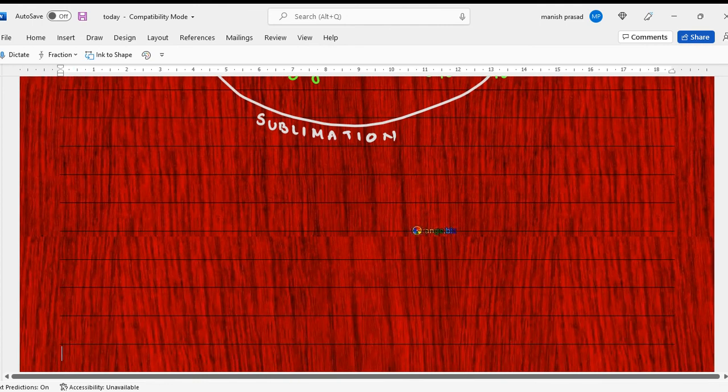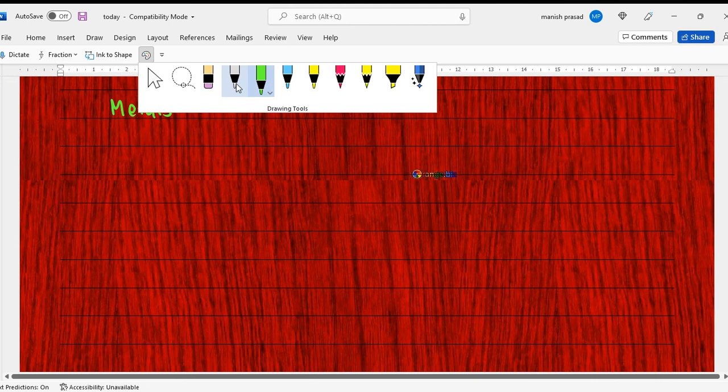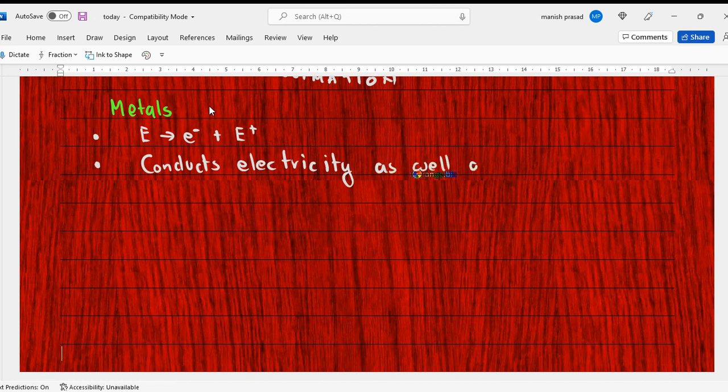Now let's look at the other type of matter that we had stated, the metals. One property I gave you about the metals is that they are elements that have the ability to lose electrons and become positively charged. What else do you know about metals? That they can also conduct electricity. Yes, they are good conductors of electricity as well as heat. Okay, now the next property.